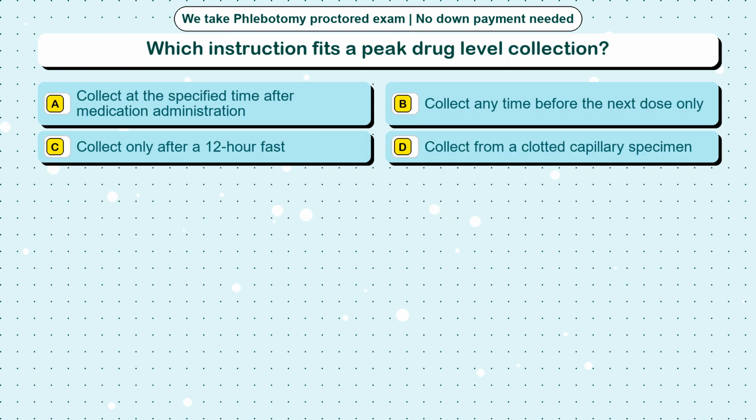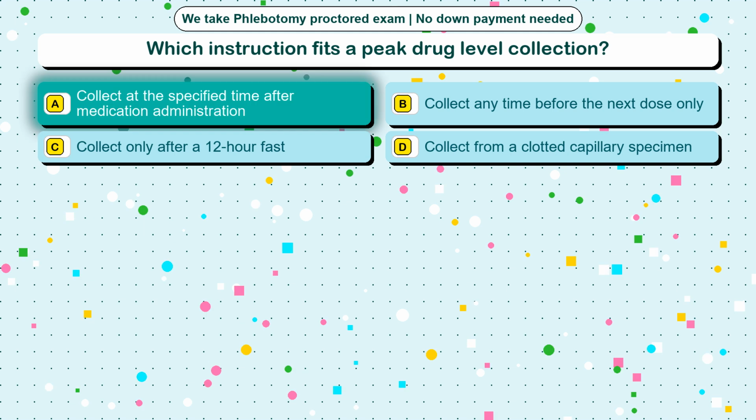Question 2. Which instruction fits a peak drug level collection? Option A. Collect at the specified time after medication administration. Option B. Collect any time before the next dose only. Option C. Collect only after a 12-hour fast. Option D. Collect from a clotted capillary specimen. The correct answer is option A.